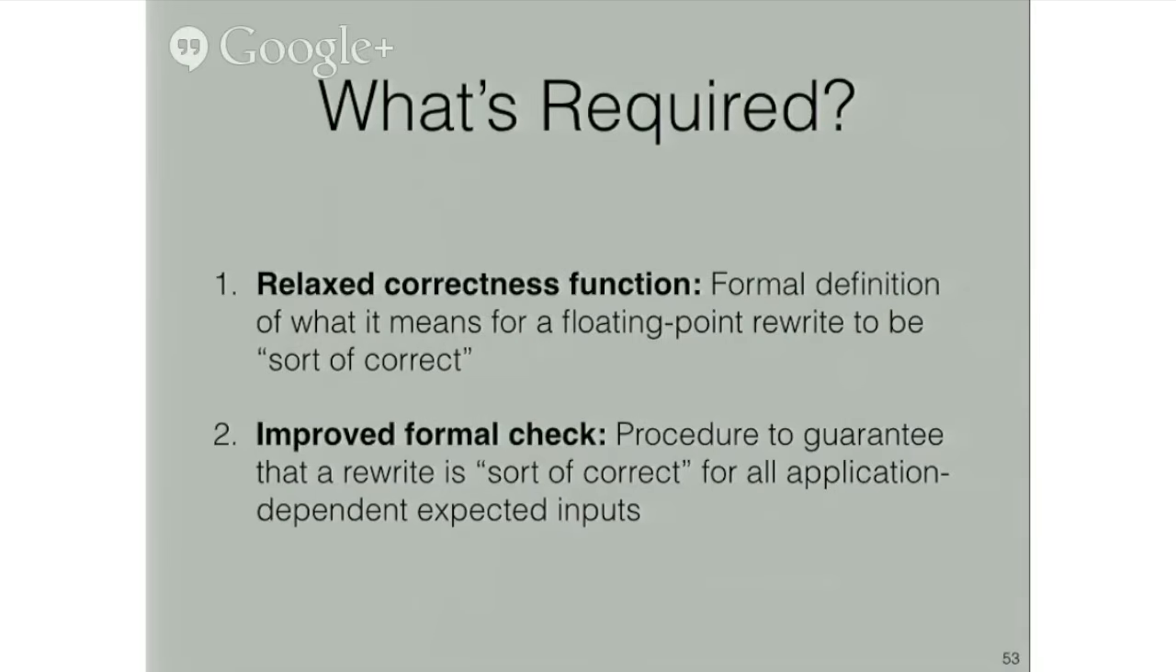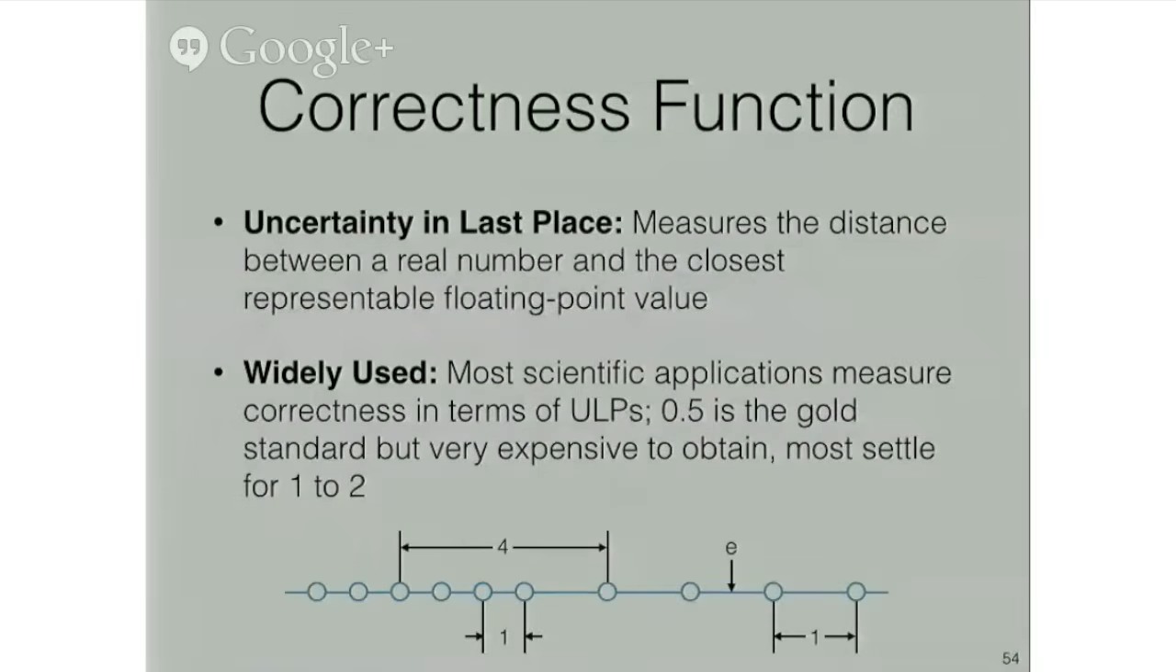For measuring partial correctness, we use a metric called ULPs, which measures the distance between a real number, like e, on the number line here, and the closest representable floating point value. I've drawn these as circles in this cartoon here on the bottom. And when this metric is applied to two floating point values, as I've shown here, it can be thought of as simply counting the number of representable floating point values between the two.